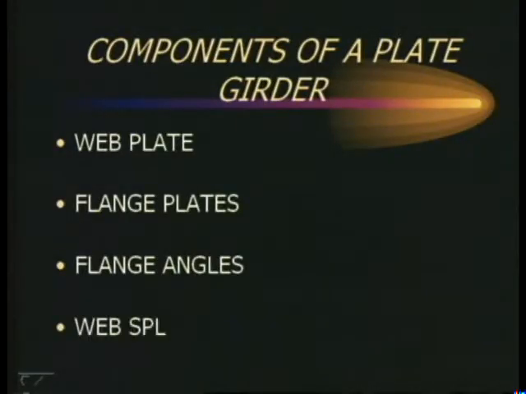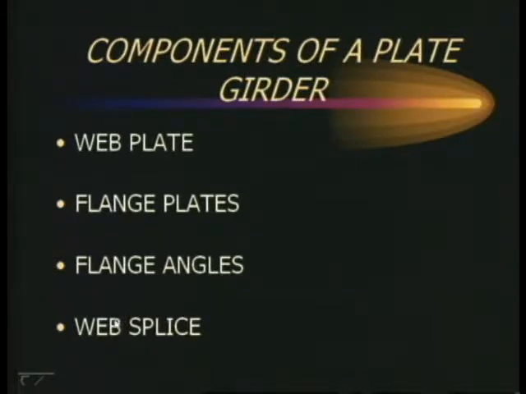Now I think you are in a position to tell me the various components of a plate girder. The central portion is the web plate, right? We have the flange plates on the top. I shall explain to you about the various components in detail also. I am just trying to list out the components of a plate girder. The first one is the web plate. At the top and bottom you have flange plates. We have flange angles.